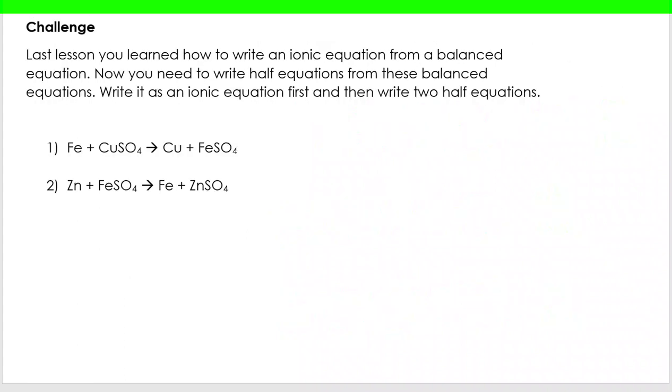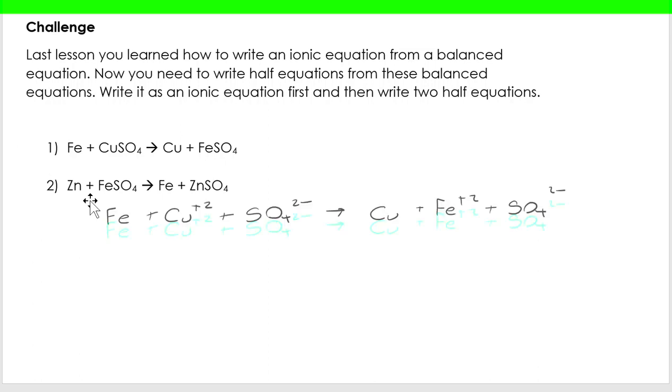Now we can take that a step further forward. This relies on you being able to build a half equation or build an ionic equation to then break down into half equations. So let's take a look at these. Well, for number 1, we've got the copper sulfate being broken down. It's aqueous and it's ionic. Salts like this in solution will be aqueous, so can be broken down.